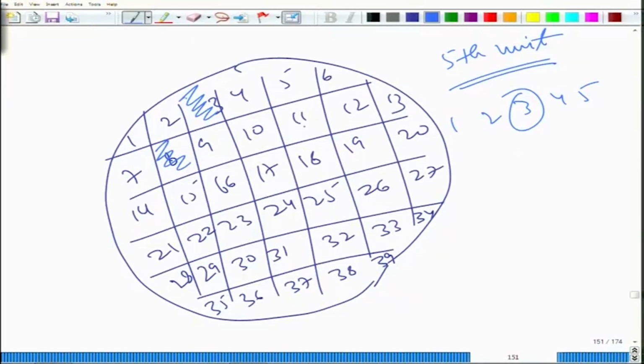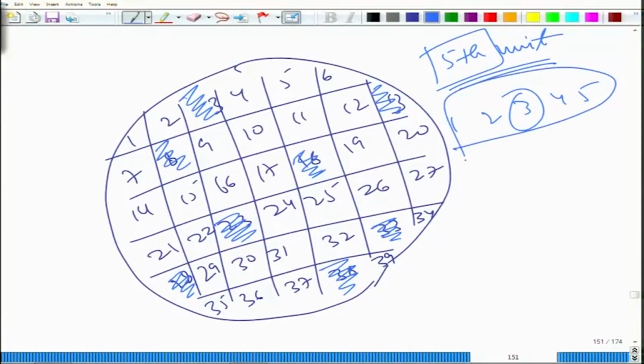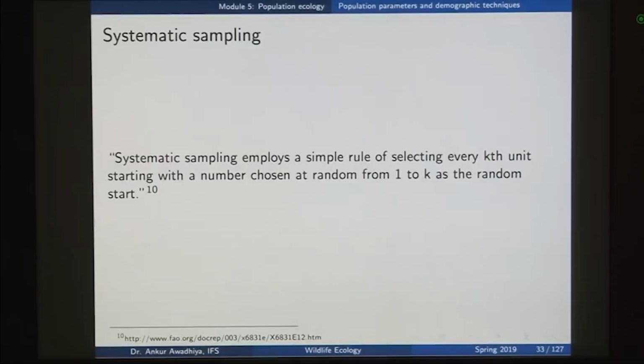Next, the 13th one becomes a part of the sample, then the 18th, then the 23rd, then the 28th, 33rd, and 38th become parts of the sample. So, in this method you are selecting every kth unit. Here every 5th unit is getting selected as part of the sample, and the first one is chosen at random from the first to the kth unit. This kind of sampling process goes by the name of systematic sampling.